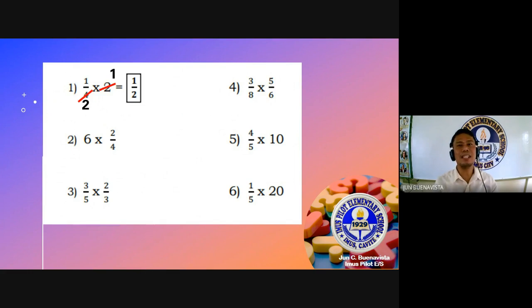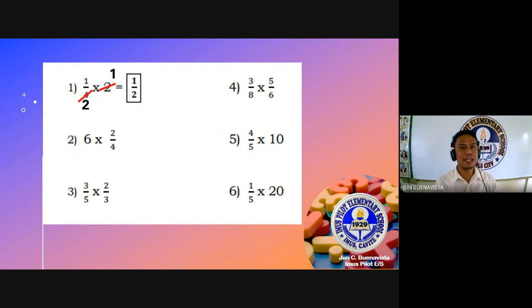Take note, class, in using the cancellation method, we can cancel only the numerator to the denominator or a whole number to the denominator. But numerator to a whole number, it is not true, hindi po tama yon. You can only use the cancellation method from a whole number to the denominator and or numerator to the denominator. All right? Let's have another example here.